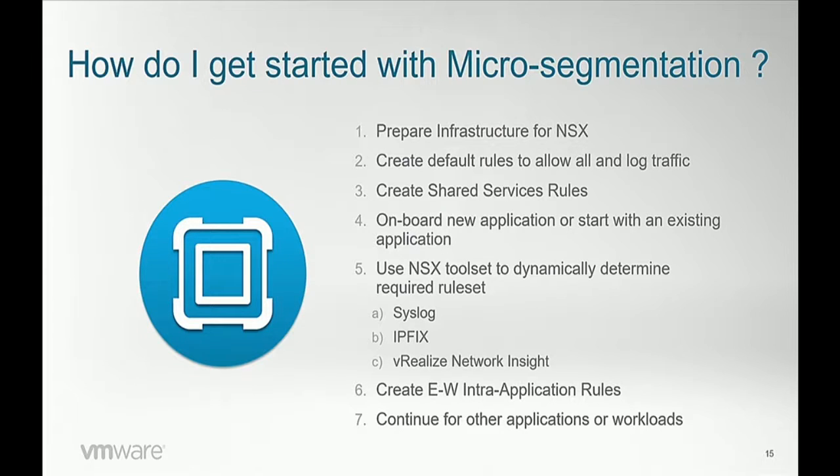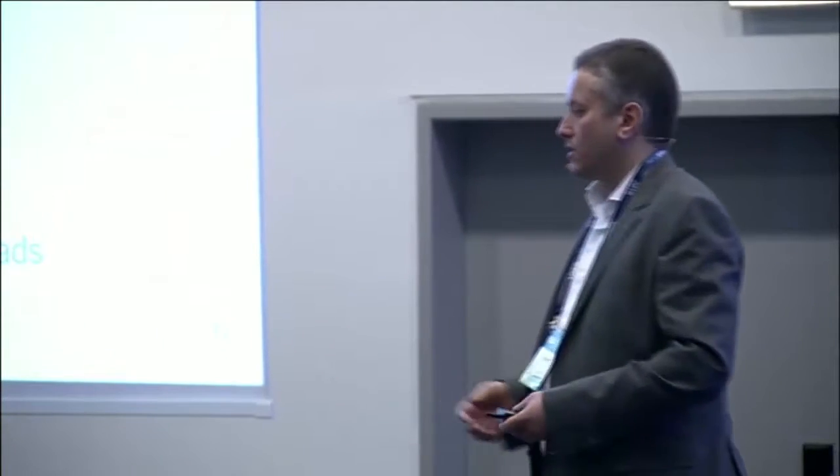We then create east-west intra-application rules, and we continue with the other applications. When we finish with an application, we create a rule without logging in order to eliminate this traffic from the logs, or we can rely on vRNI analysis, see the new traffic coming, and build the rule based on that.